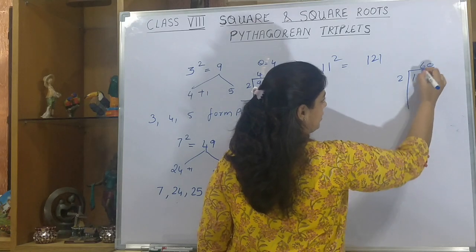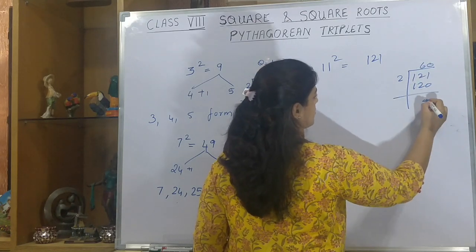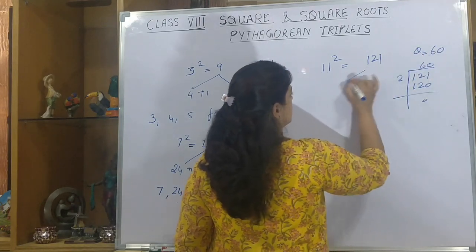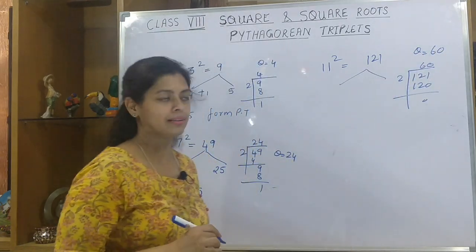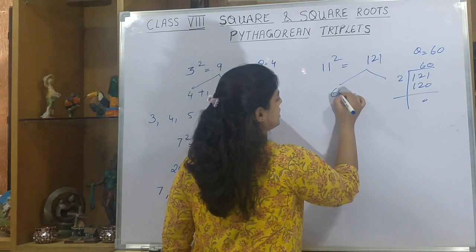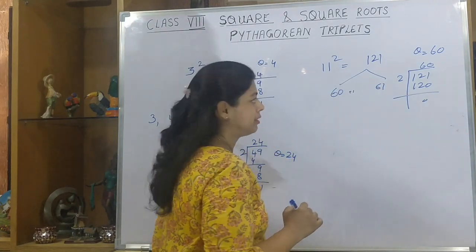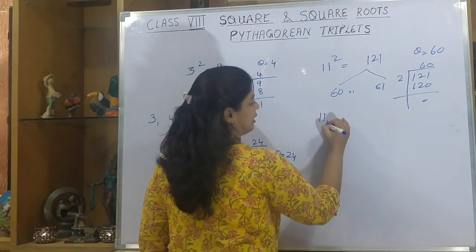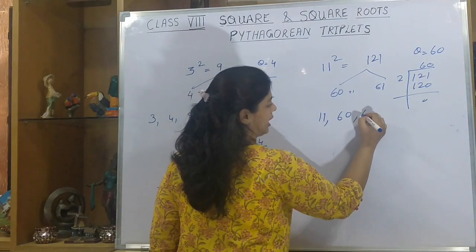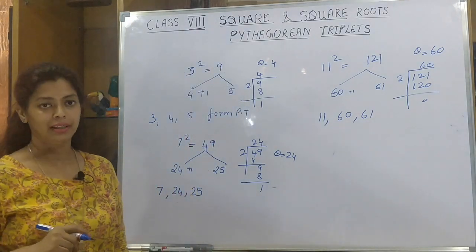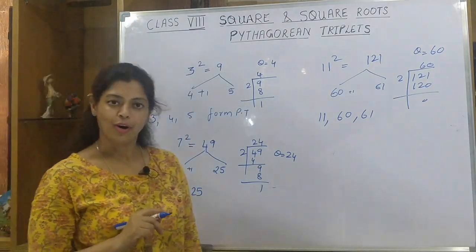I get 60 as my quotient. Quotient is 60. So I can split 121 as the sum of 60, add 1 to this, get 61. So my triplet is 11, 60 and 61. Thus this is a shortcut method to find the triplets of odd numbers.